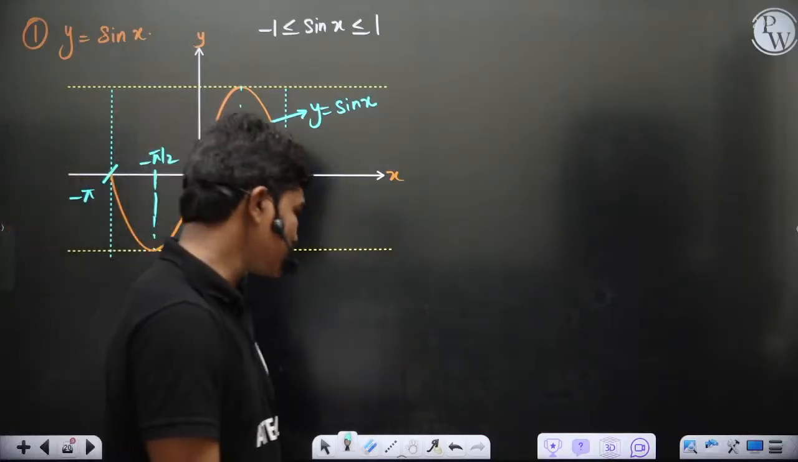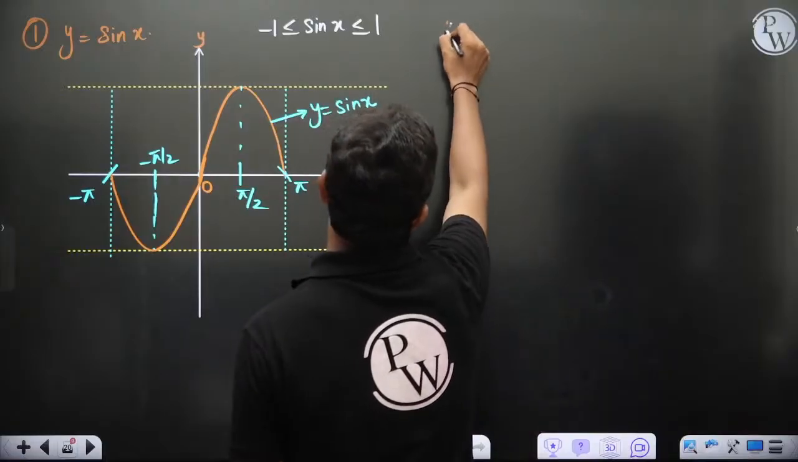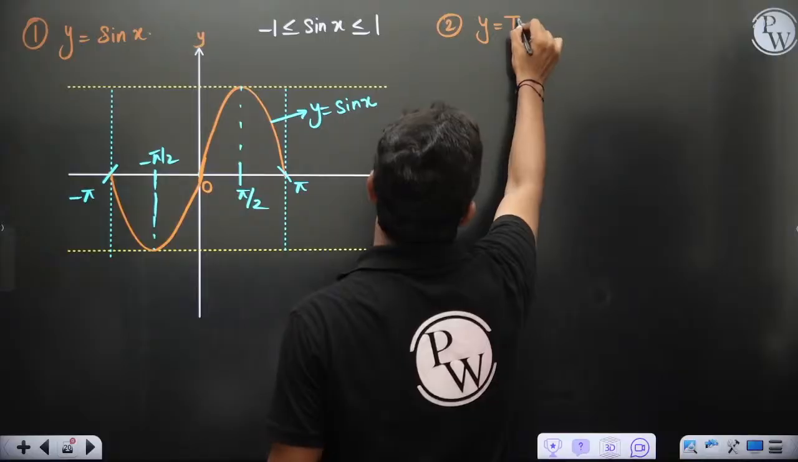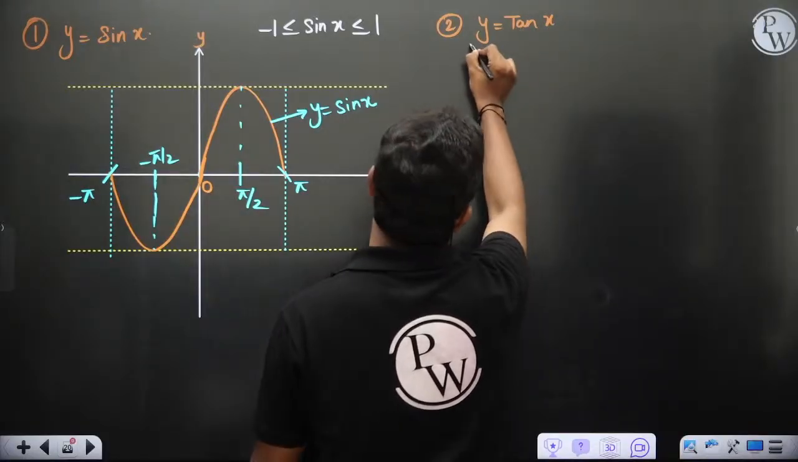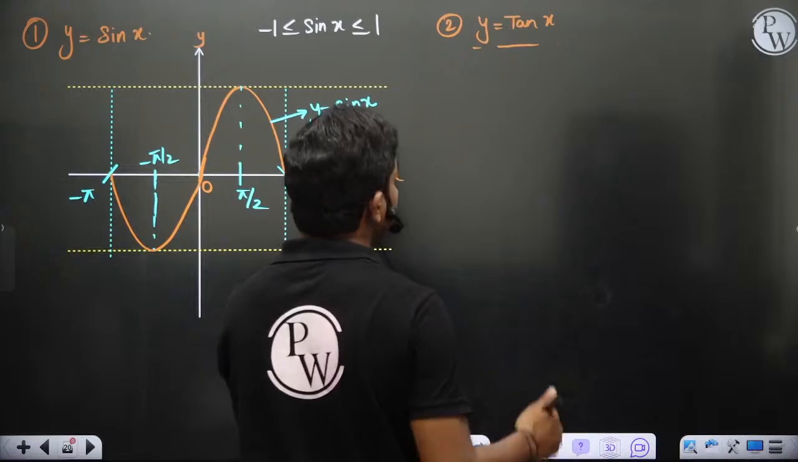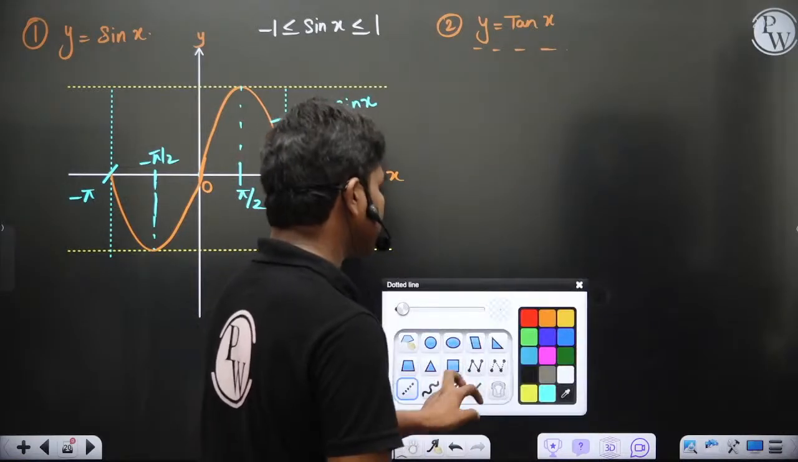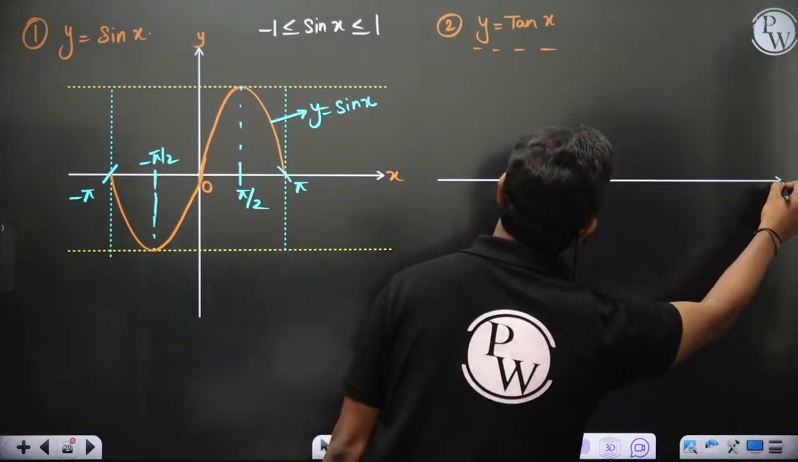Similarly, you can do it for cos x with a phase change of pi by 2. I'll draw for y equal to tan x, because for cos x, you just shift by 90 degrees, and a phase difference of 90 gives cos x. So y equal to tan x. Then how do we get the graph for tan x? Let's see. You'll also understand why the limit does not exist.